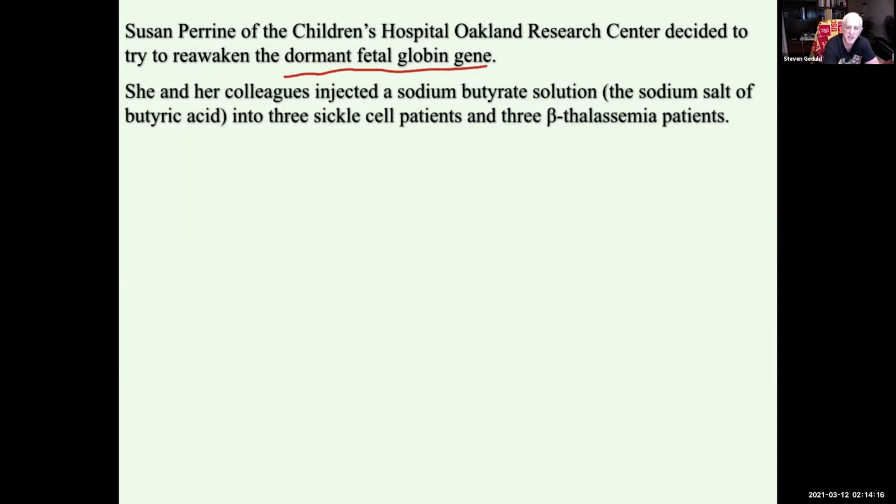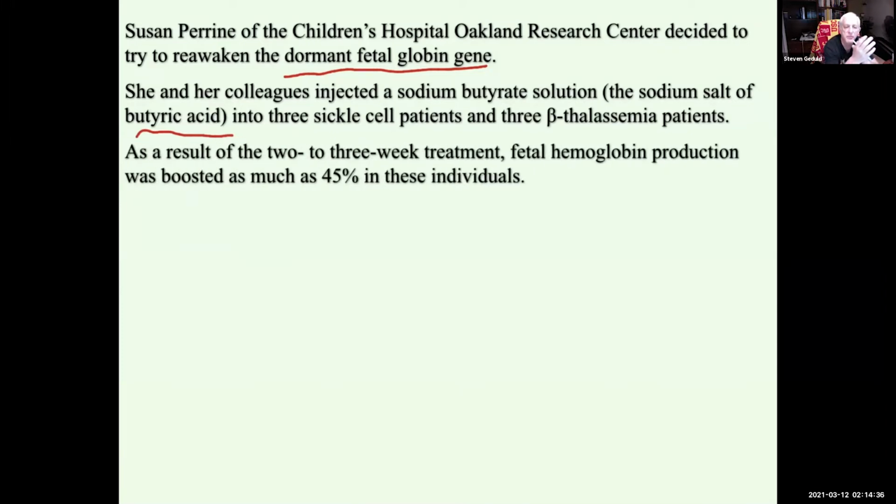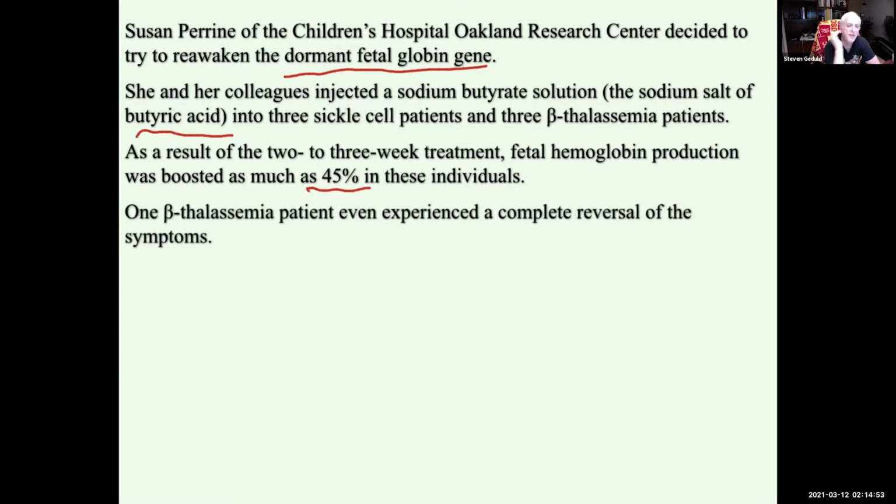Okay, so Sheena College injected a sodium butyrate solution, which is the sodium salt of butyric acid, the 4-carbon carboxylic acid we talked about, into 3 sickle cell patients and 3 beta thalassemia patients. So you're given higher levels of this butyrate solution. As a result of the 2 to 3 treatment, fetal hemoglobin production was boosted about 45% in these individuals, which shows great promise as a treatment for sickle cell anemia and for beta thalassemia. One beta thalassemia patient even experienced a complete reversal of the symptoms.